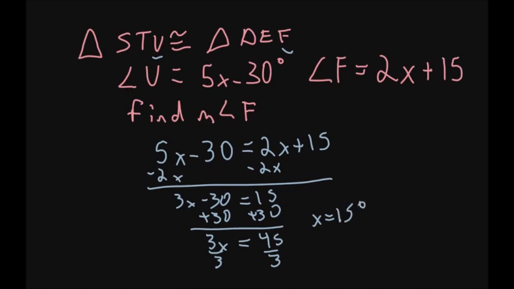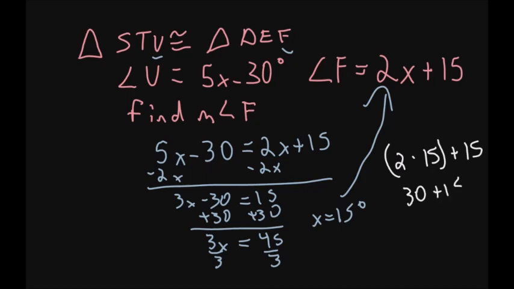Well, that's solved for x, but I haven't solved for F yet. So I need to take that 15 degrees and put it into that original equation. So I need to do 2 times 15 plus 15. So 2 times 15 is 30, plus 15 would be 45 degrees. So the measure of angle F equals 45 degrees.